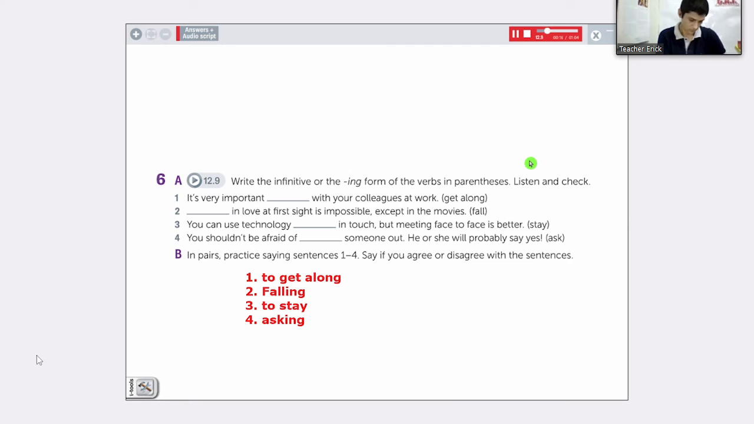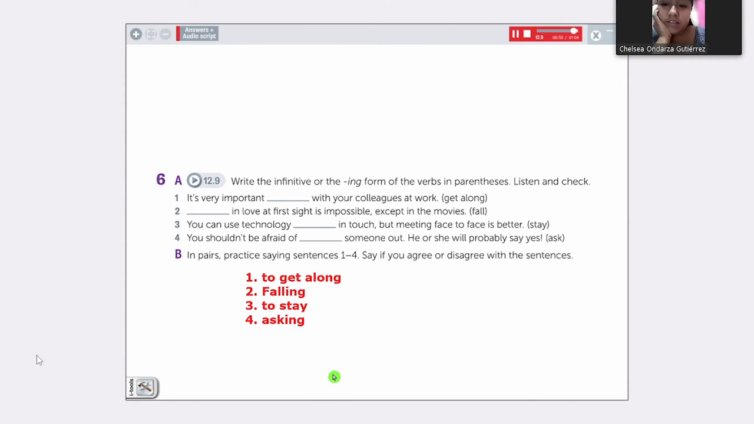2. Falling in love at first sight is impossible, except in the movies. 3. You can use technology to stay in touch, but meeting face-to-face is better. 4. You shouldn't be afraid of asking someone out. He or she will probably say yes.